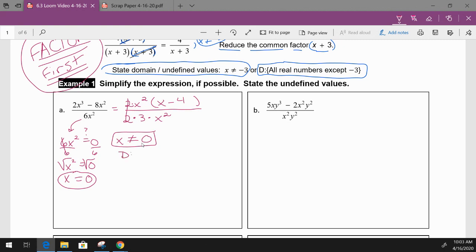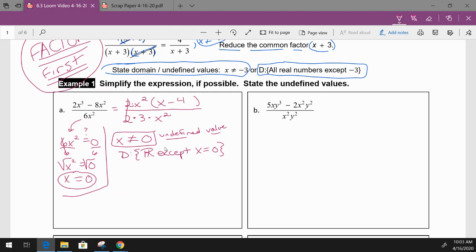Or you would say the set of all real numbers except when x equals 0. So this is your undefined value, or your domain. Hopefully that makes sense on why that cannot be 0. Oh, we didn't finish reducing.